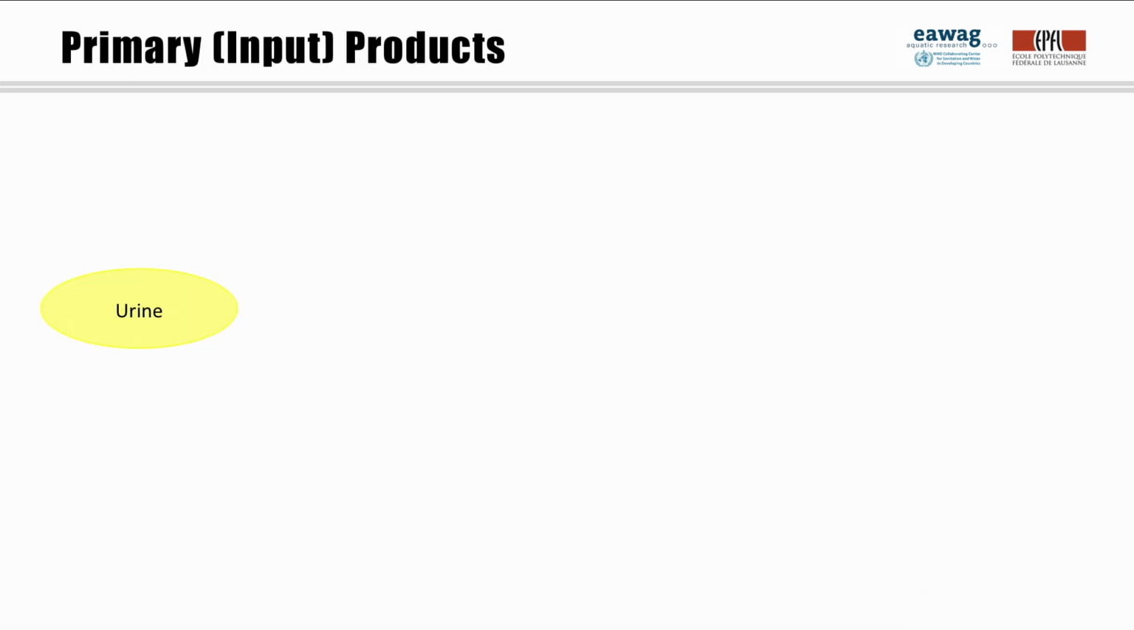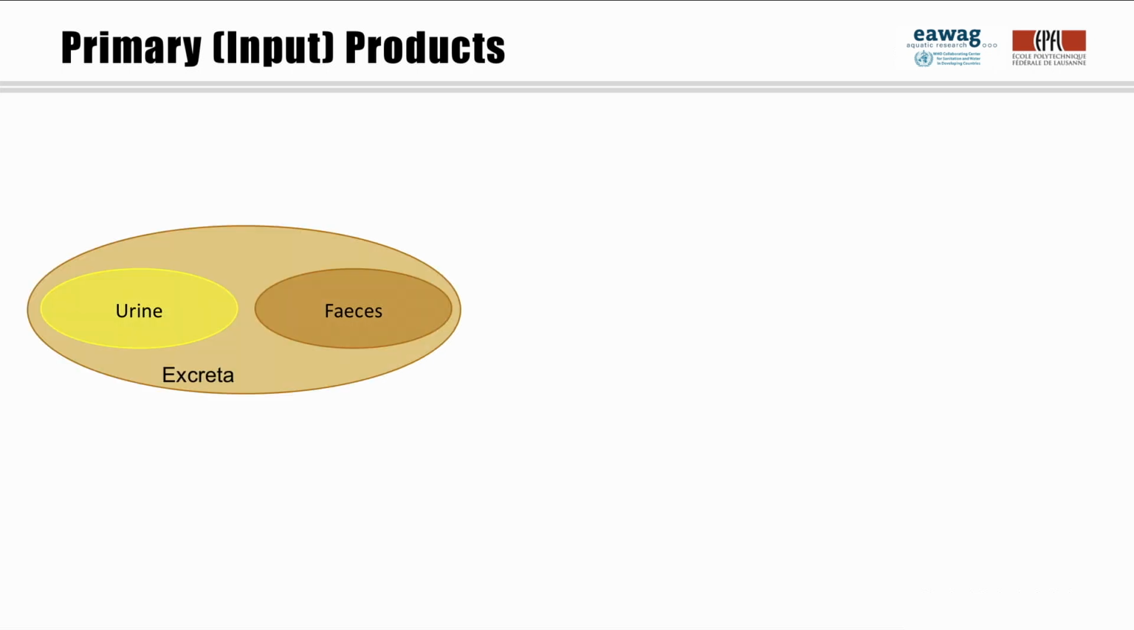Let's start with primary products. Primary products, or the input products, are those that enter the sanitation system at the very beginning, so they enter through the toilet. Products, of course, do not stay separate, so they get combined and diluted. They take on different names as this happens. First, we have urine and feces. The name for these two things together is excreta.